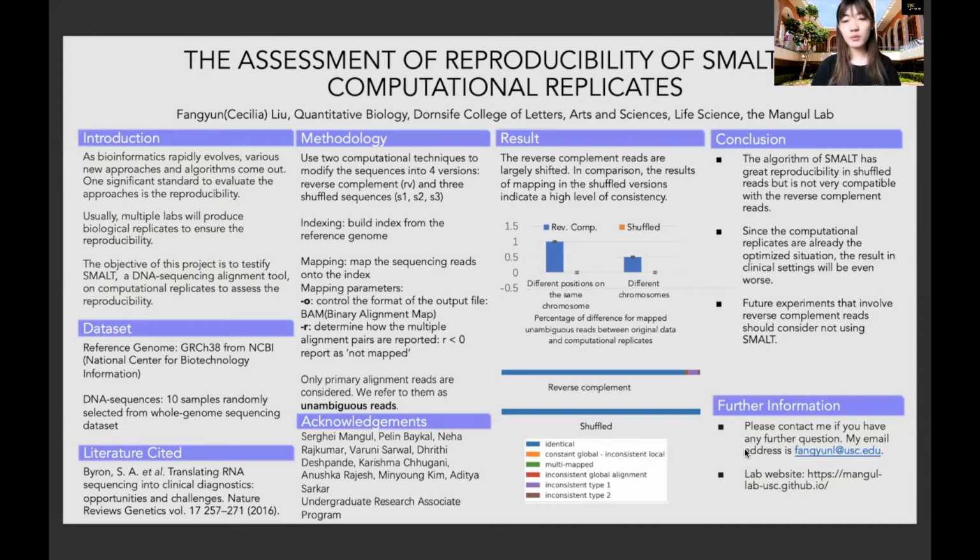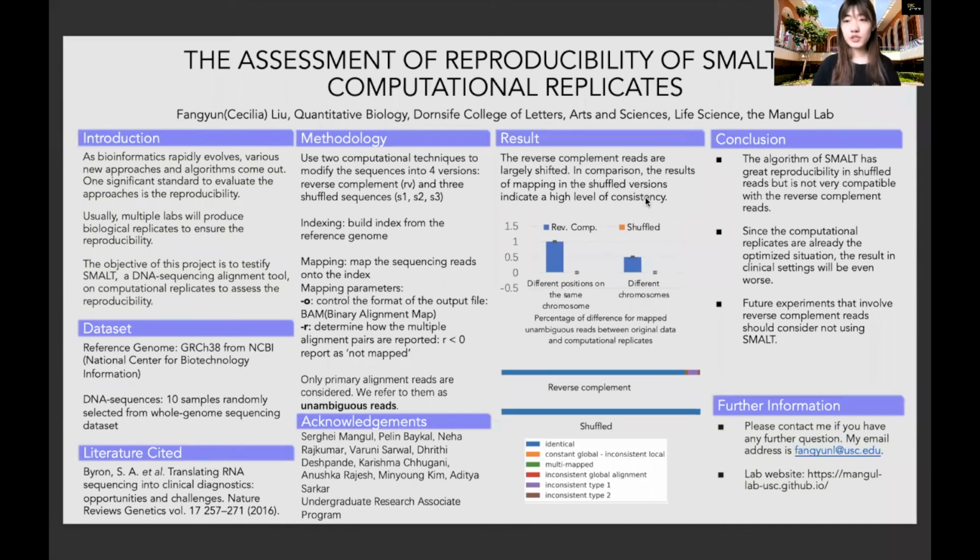In the graph below, we can also see that the blue portion stands for the portion that is completely identical between the computational replicated version and the original version. So we can see that for the reverse complement version, there is a portion that has other colors. For instance, this purple portion, which is relatively large among the other colors, stands for the inconsistent type, which has reads mapped only in the original reads but not found in the reverse complement reads.